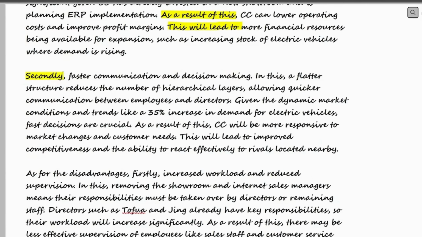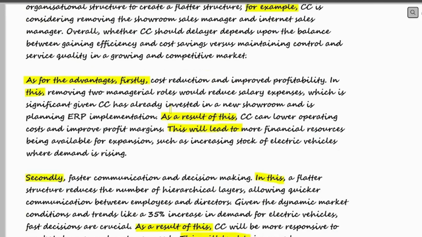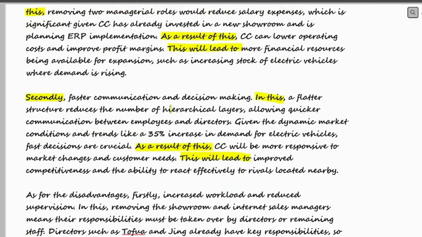Now the second point. Secondly, faster communication and decision making. In this, a flatter structure reduces the number of hierarchical layers, allowing quicker communication between employees and directors. Given the dynamic market conditions and trends like a 35% increase in demand for electric vehicles, fast decisions are crucial. As a result of this, now analysis is coming in. CC will be more responsive to market changes and customer needs. This will lead to further analysis, improved competitiveness, and the ability to react effectively to rivals located nearby. So the 2 positive statements, fully analyzed, further analyzed in context with the case study.